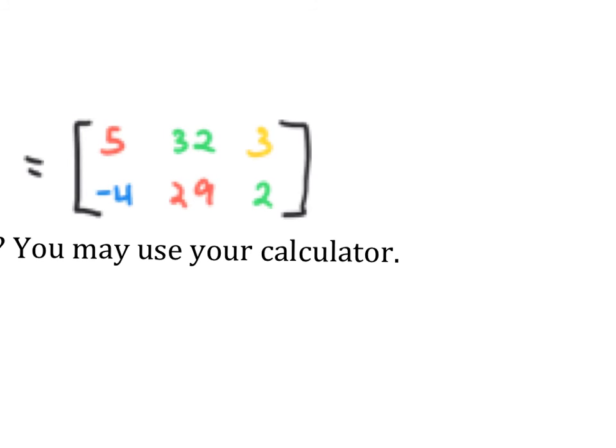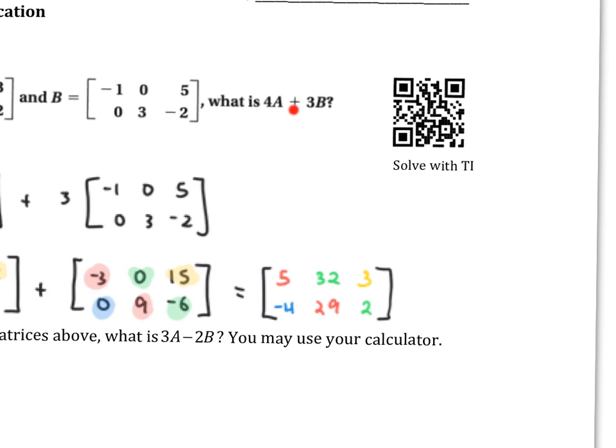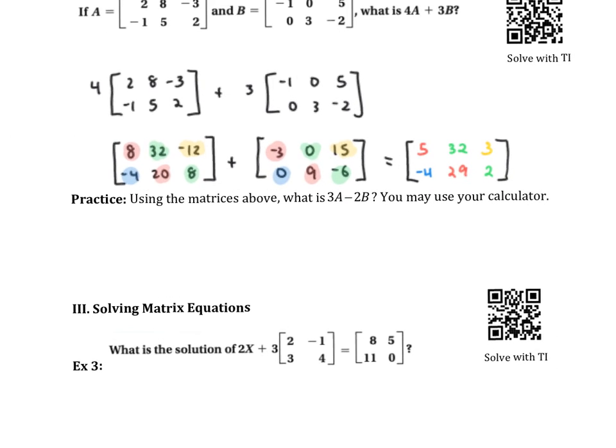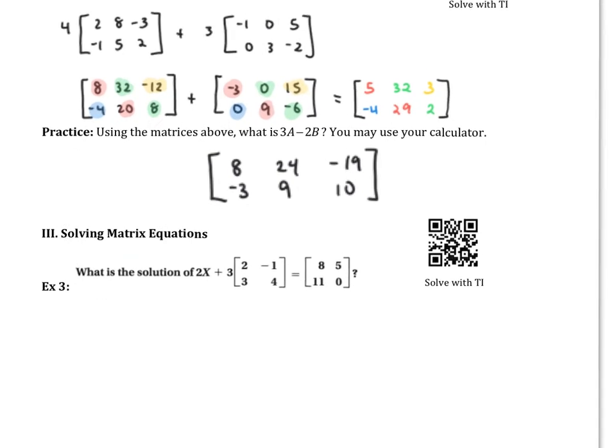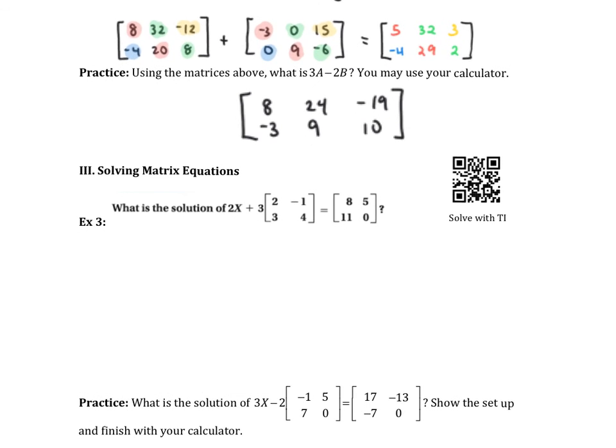So here's my answer. 4A plus 3B is equal to this matrix right there. Again, scan this or check the link below in the description to see how to solve using your TI graphing calculator. So go ahead and take a moment and repeat that. Do the similar situation, but using your calculator here. What is 3A minus 2B? Make sure to pause and then come back and check. And there's the result that I got using my calculator.